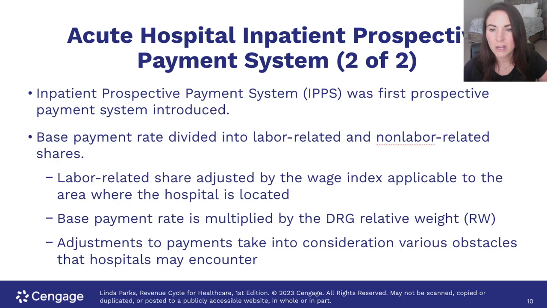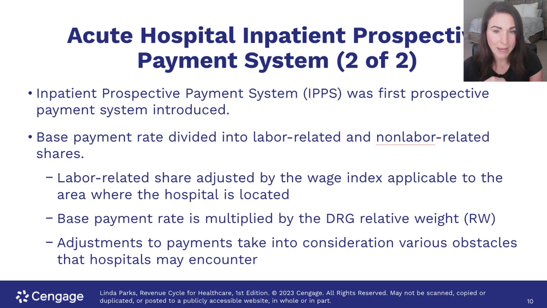So the inpatient IPPS was the first one that was introduced. The base rate is divided into labor-related and non-labor-related shares. The labor-related share is adjusted by the wage index that relates to the physical location where the hospital is located. Remember we talked about cost of living being cheaper here than in California. So that takes that into consideration.